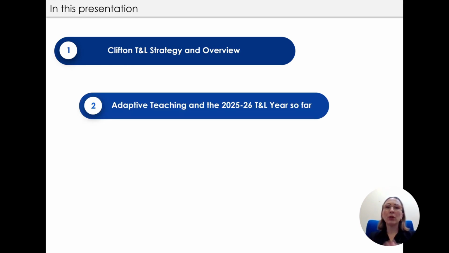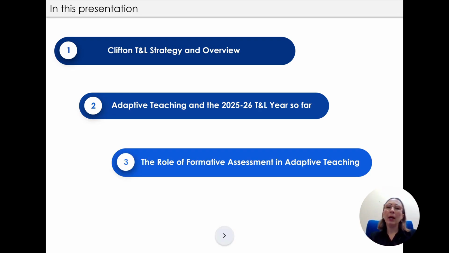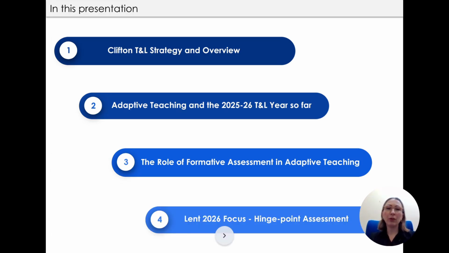And then I'm going to explain a little bit about adaptive teaching as a concept, and then what we've done so far in this academic year. And then to zoom in on the role of formative assessment within the wider scope of adaptive teaching. And finally to zoom right in on our focus for this term, which is hinge-point assessment.